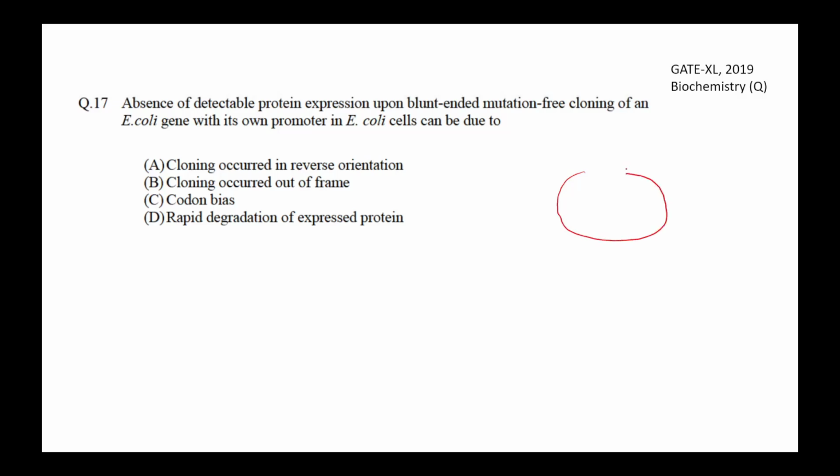So blunt-ended cloning means, in cloning you have a vector and an insert. Okay. So if you are doing a blunt-ended cloning, it means the cloning we do with restriction digestion. That means that restriction endonuclease is used to digest our particular desired vector or insert.